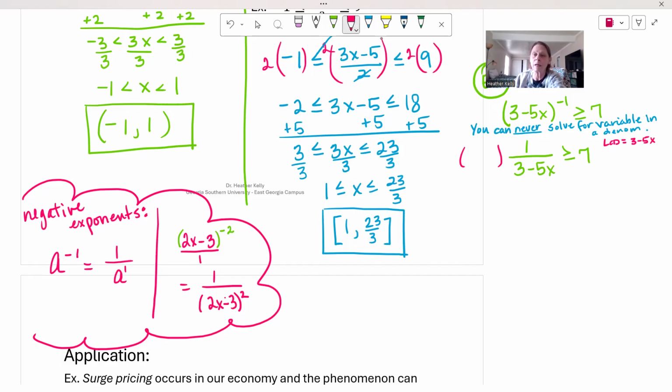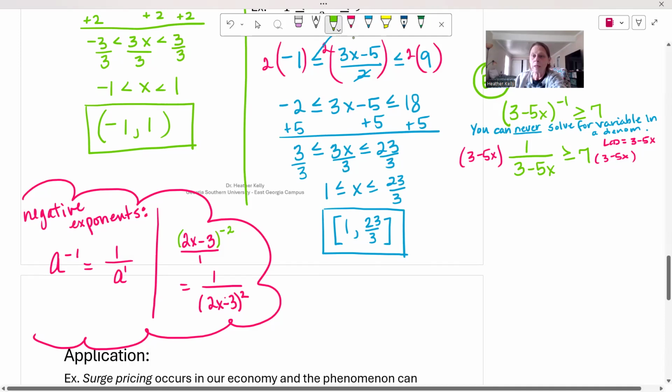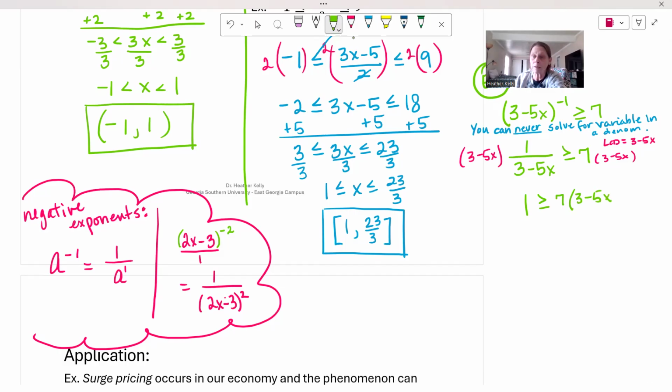So we're going to multiply this side by 3 minus 5x, and we're going to multiply this side by 3 minus 5x. So that's going to give us 1 is greater than or equal to 7 times 3 minus 5x. Now I'm going to rewrite this. This is 7 times 3 minus 5x, keeping the pointed end at the 7. That way you're sure you don't screw up, and writing the 1 there. Now I have my variables on the left-hand side, and I'm going to finish solving.